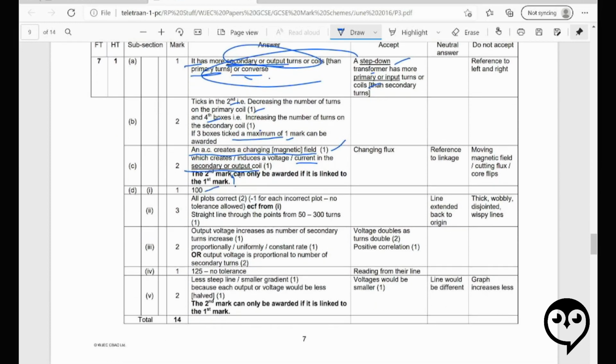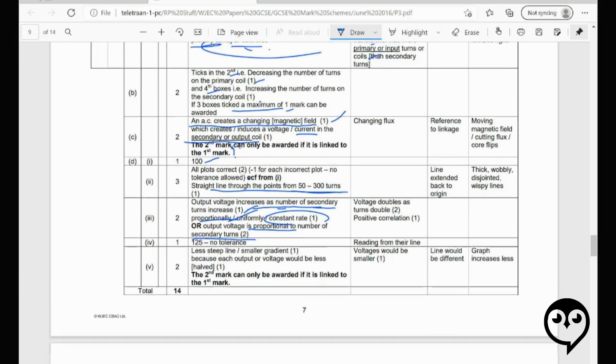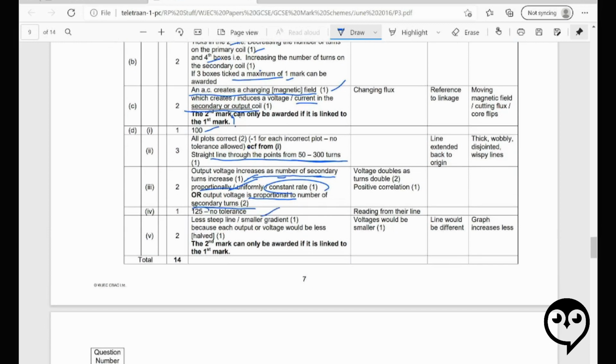Okay, we had said 100 to fill in that gap. Straight line through the points. We plotted it fine. Output voltage increases as the number of secondary turns increases proportionally, or you can just say it's proportional to the number of secondary turns. I would say it's directly proportional. It's going at a constant rate. I would say directly proportional. It's fine. 125, good. No tolerance, that's it.